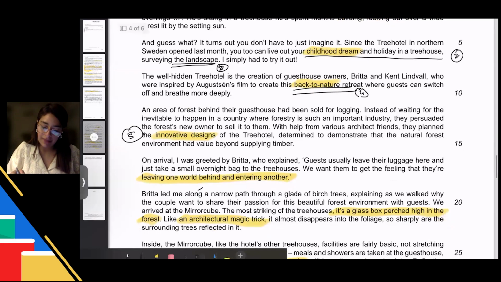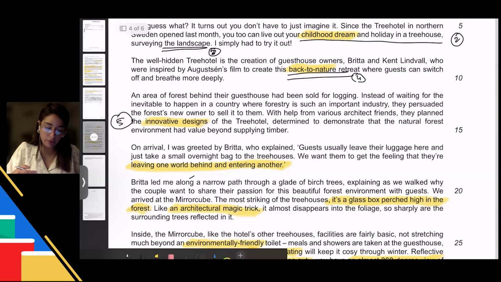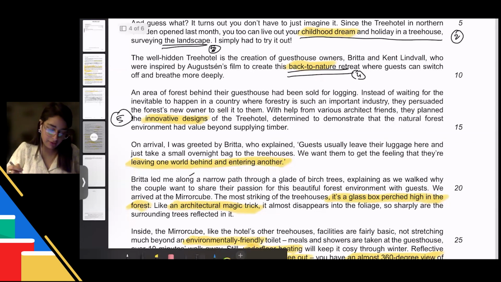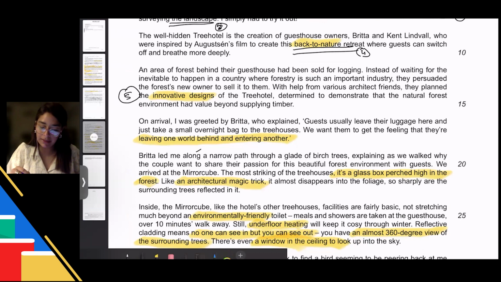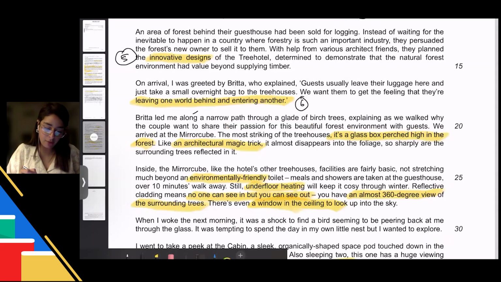Determined to demonstrate that the natural forest environment had value beyond supplying timber. On arrival, I was greeted by Britta, who explained guests usually leave their luggage here and just take a small overnight bag to the tree houses. We want them to get the feeling that they're leaving one world behind and entering another. So, the idea of being away from your everyday life, that's how I can rephrase this. Britta led me along a narrow path through a glade of birch trees, explaining as we walked why the couple wanted to share their passion for this beautiful forest environment with guests. We arrived at Mirror Cube, the most striking of the tree houses.